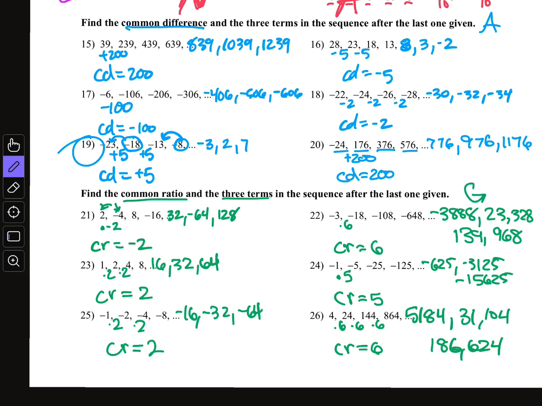Okay, so you guys should be all done with this. Hopefully you did really well. If not, hopefully you spotted your mistakes. Get this handed in, and we'll go from there. All right, guys.